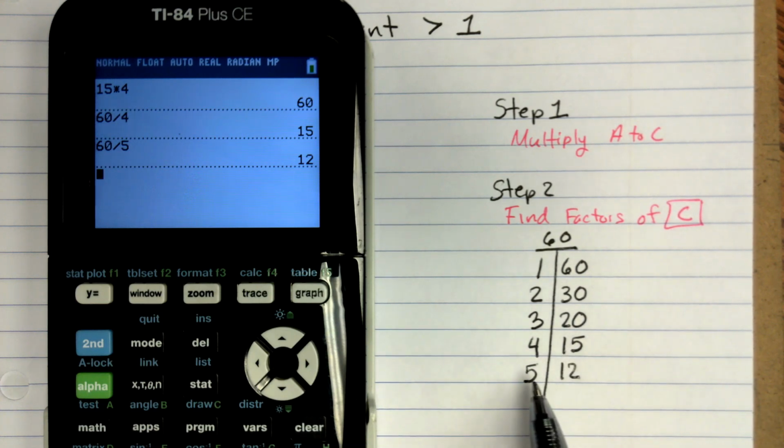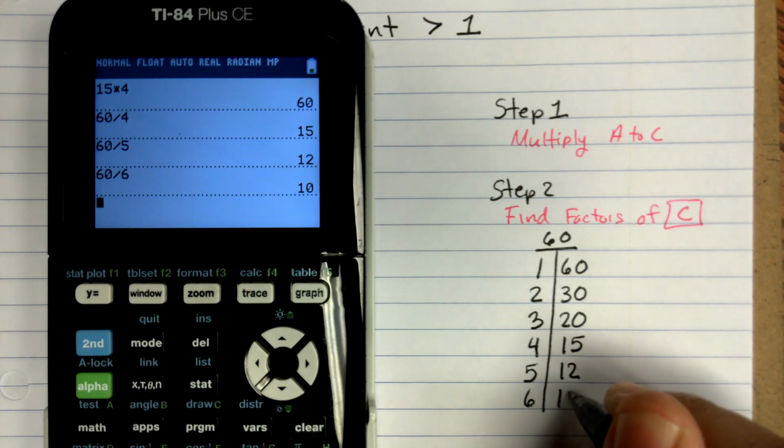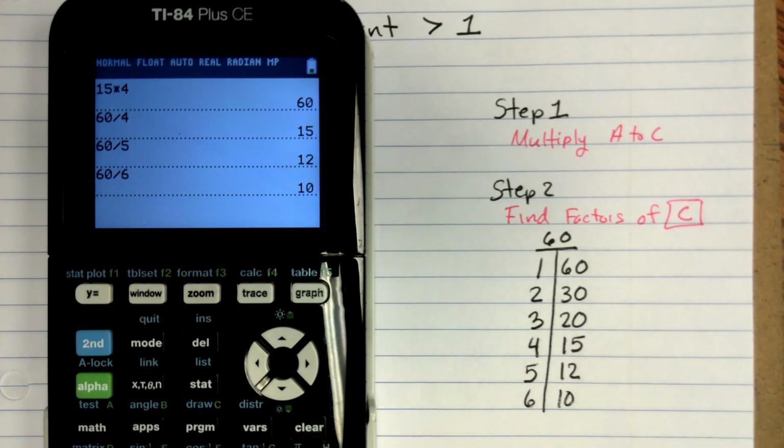Now what I want you to notice is that as I'm finding these factors for 60, we're getting closer and closer to the same number on each side. In other words, they're decreasing on the right side and they're increasing on the left side. So the only numbers we have left to check at this moment are 6, 7, 8, 9, 10, 11. So I'm going to go ahead and try 6 next. 60 divided by 6 gives me 10. So 6 and 10.